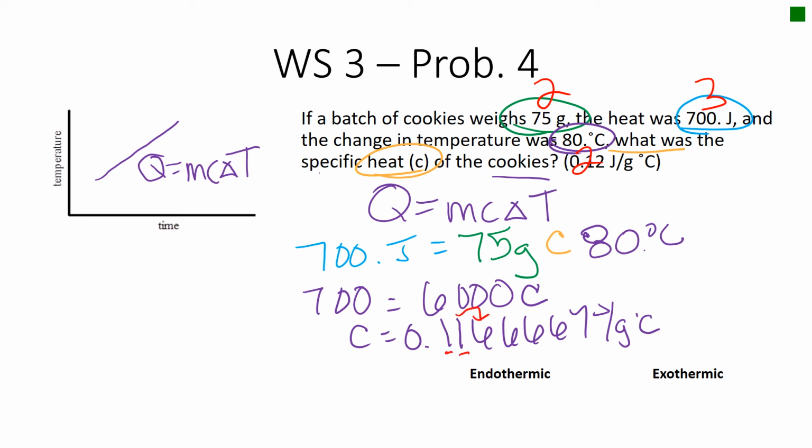That number will round up. Everything before that will stay the same. So 0.1, that will round up to a 2. And then these guys will all drop off because they're after the decimal place. So that is where you get the 0.12 joules per gram degrees Celsius.